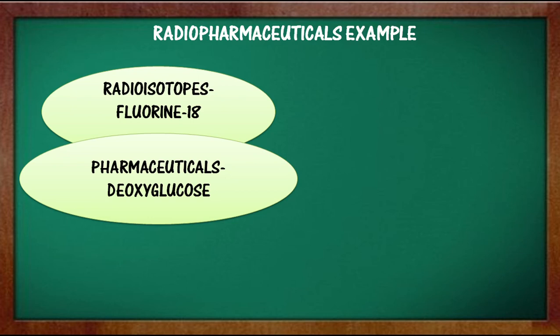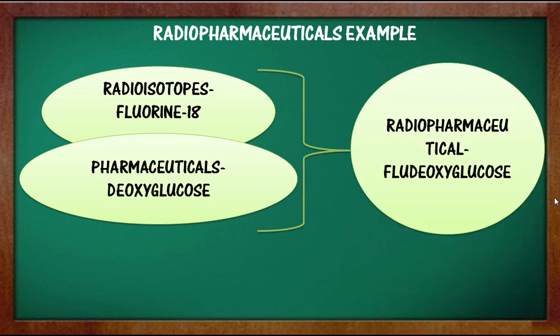And I have to include this point also. A pharmaceutical is a drug that is naturally available, but the radioisotope, due to its unstableness, is not naturally available. We have to produce it manually, artificially. Then this deoxyglucose will be found in many food items. These together will form a compound called fluorodeoxyglucose.